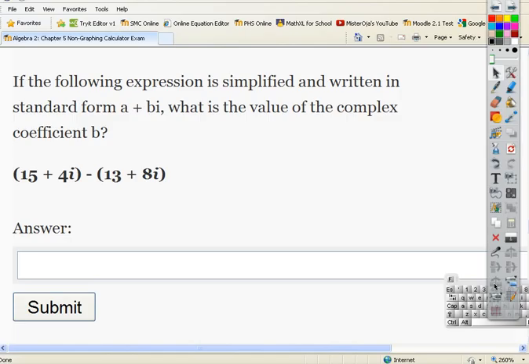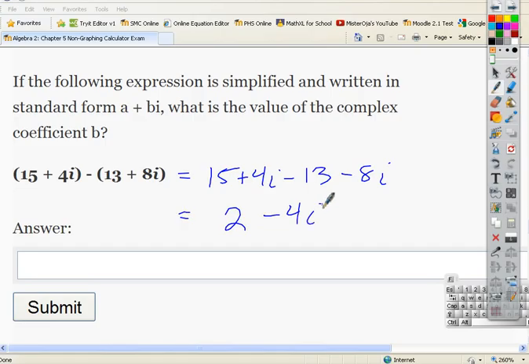Combine the imaginary terms and the real terms, right? So we end up with 15 minus 13 is 2, 4i minus 8i. Which part do they want? The complex coefficient b would be what? Negative 4, not negative 4i. We only want the part that's the coefficient of i, so that's what's being multiplied by i. That's an important word. Coefficient means the number in front of.